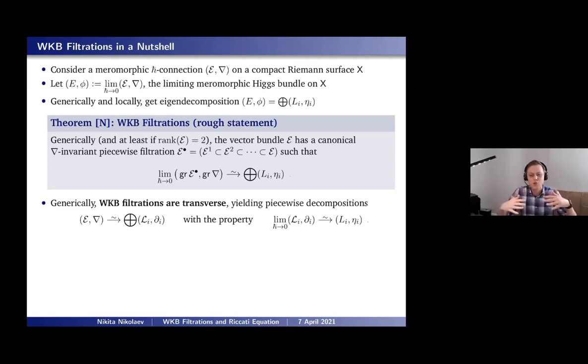Which of course in rank 2 just means, in rank 2 a filtration is really just an inclusion of a line bundle. So what that means is that over one such intersection, the two line bundles that I get via this canonical construction are genuinely different. They're distinct line bundles.